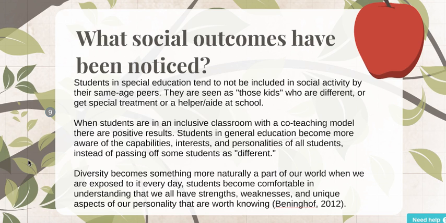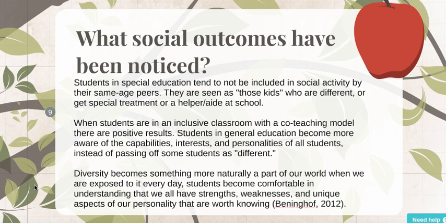In the research that I read for this presentation, they also pointed out that there were positive social outcomes. Students in special education tend to be not included as often in social activity by their peers. They're often seen as outsiders or those kids who are different and get special treatment and have a helper when they're at school. But when the students were in an inclusive classroom with a co-teaching model, there were many positive results. Students in general education became more aware of the capabilities, interests, and personalities of all of the students in the school instead of just passing off some of the students as different.